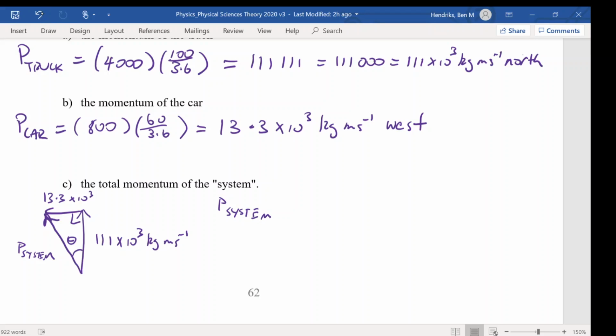P of the system is equal to the square root of 111 squared plus 13.3 squared. And you can go through the maths if you like, but basically because they're both times 10 to the power of 3, we can just put a times 10 to the power of 3 out there. And if you feel like a little challenge, you can go through the maths of that to prove that I'm right. Okay, and then when we do the square root of that, it comes out as 112 times 10 to the 3 kilograms meters per second.